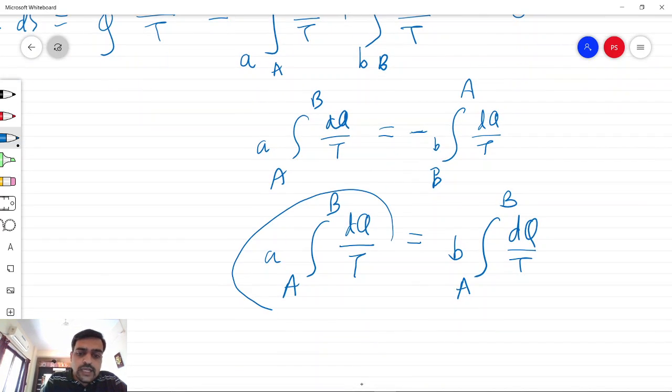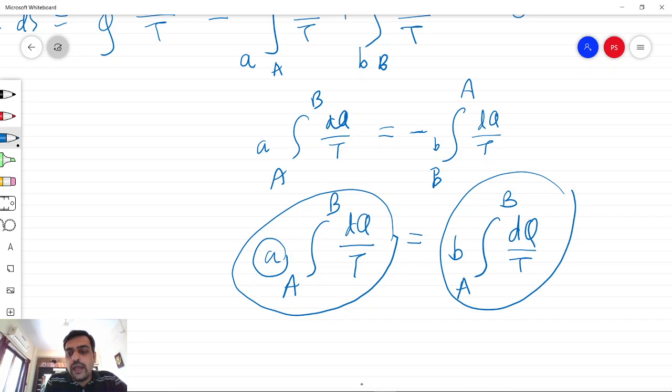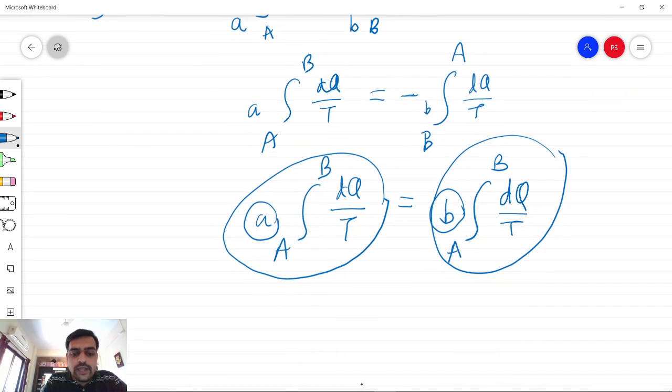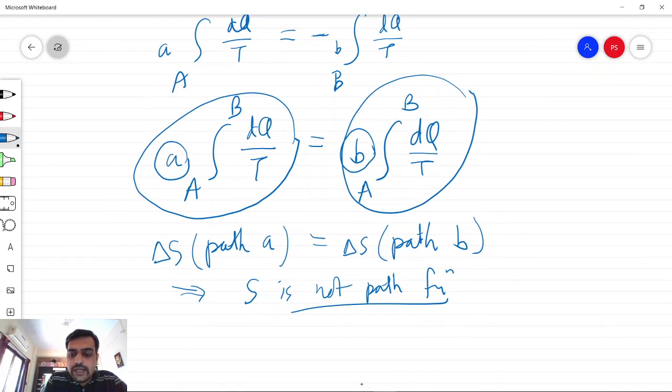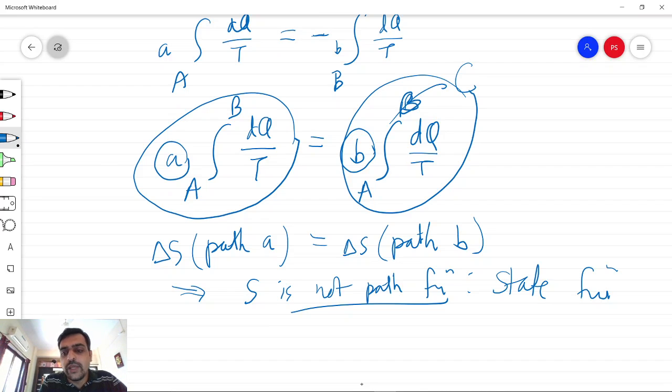Here we see that the change in entropy following path A is the same as the change in entropy following path B. So even if the two paths are different, the change in entropy is the same. This proves that entropy is not a path function, but a state function. That is, instead of state B, if there had been some other state C, quite different from B, then this entropy would have been very different. So entropy is purely a state function and not a path function. This is a fundamental property associated with entropy.